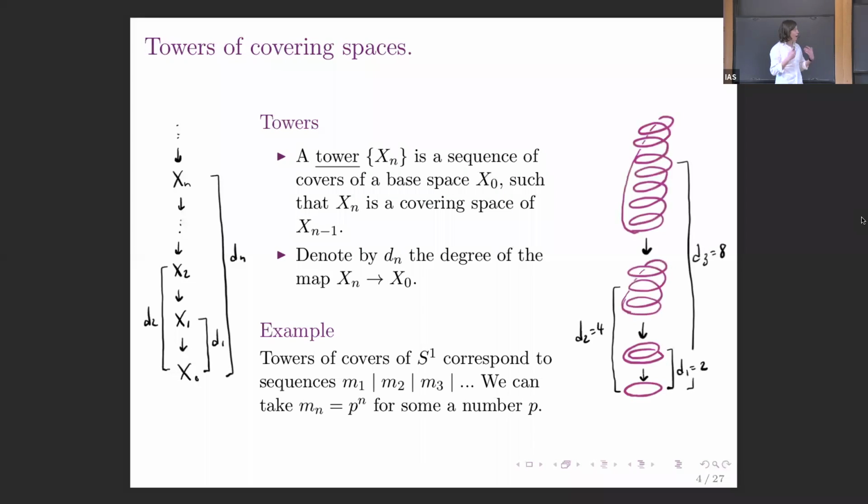Okay. As an example, if I want a tower of covers of S1, well, I have to take sequences M1, M2, M3, such that M1 divides M2, M2 divides M3, M3 divides M4, et cetera, et cetera. For example, and this will be a recurring theme in the talk, I could take Mn to be p to the n for some prime p. So you see the bottom of the tower of 2 power towers.